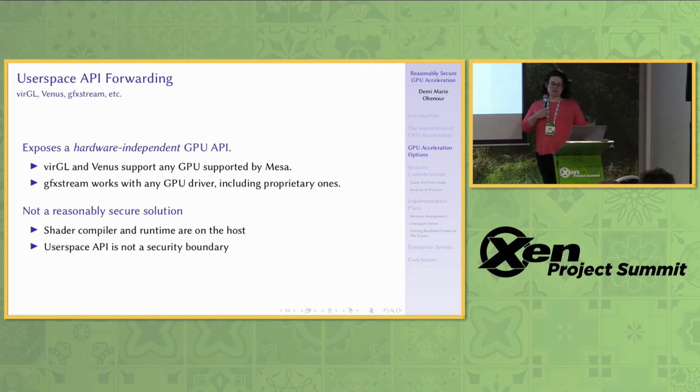VirGL and Venus work with any GPU that has the appropriate support in Mesa. And to the best of my understanding, GFXStream works with any GPU driver at all, including ones that are proprietary. But this is not a reasonably secure solution. The shader compiler and the runtime are on the host. And the user space API, which is now exposed to untrusted input from the guest, is not a security boundary. So you've got the situation where you're passing untrusted input to something that's not supposed to be secure against that. Oops.